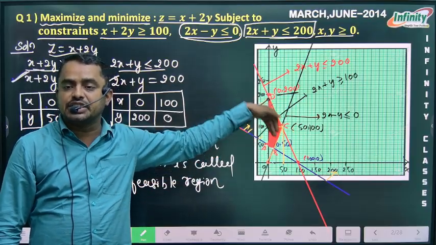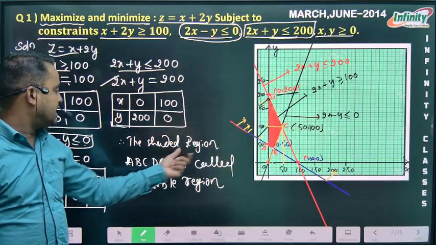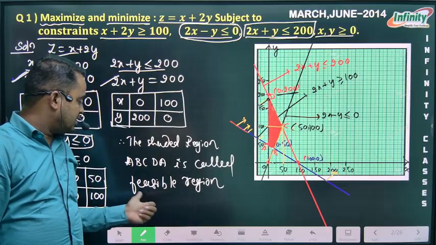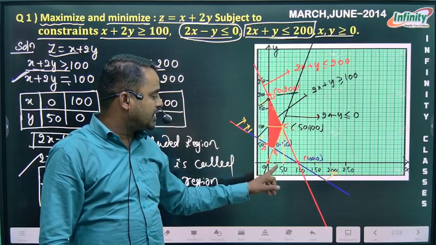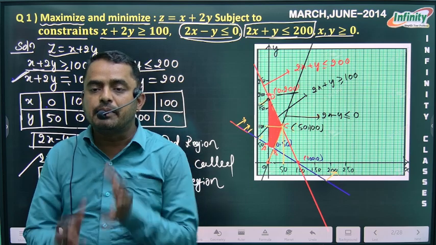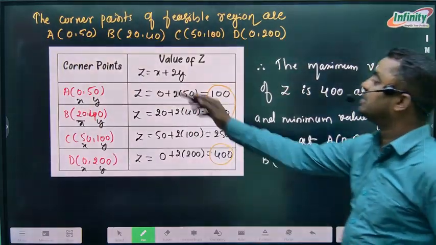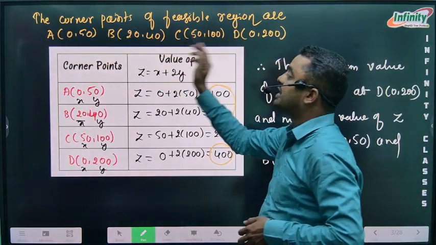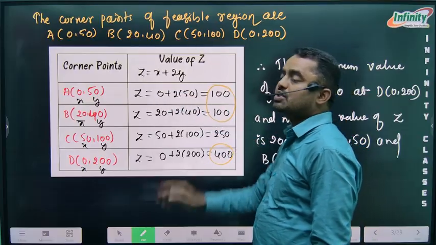If it is greater than, shade towards the x axis. So the shaded region ABCDA is called the feasible region, and the corner points of the feasible region are A (0, 50), B (20, 40), C (50, 100), D (0, 200). By taking these corner points, we have to find the maximum value and minimum value of the function.